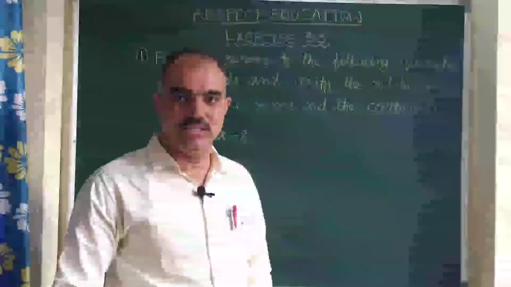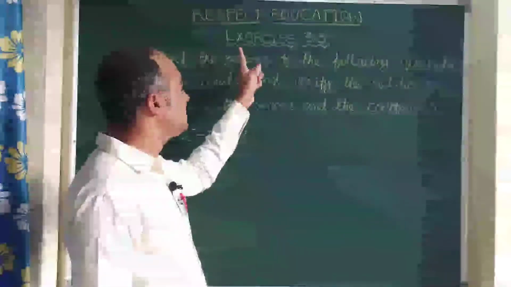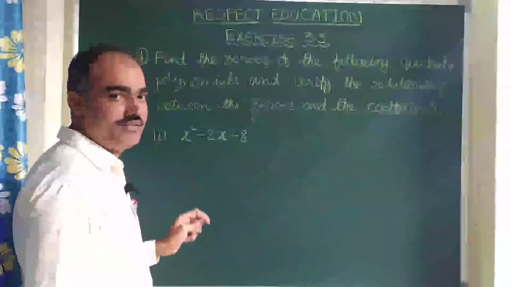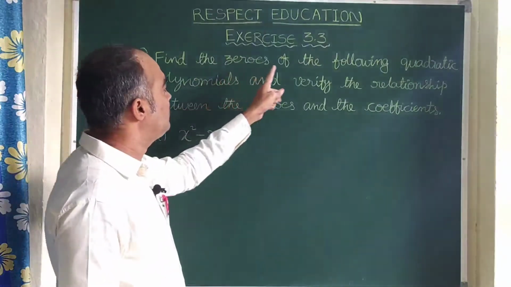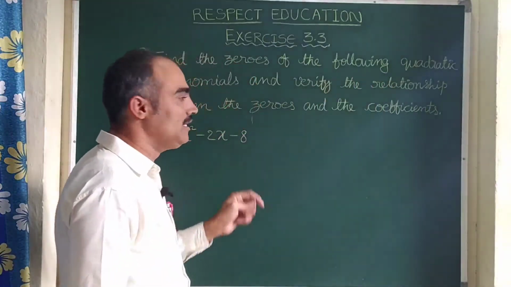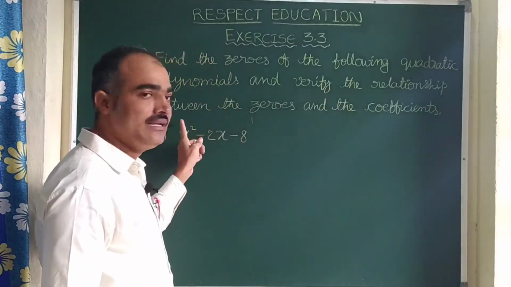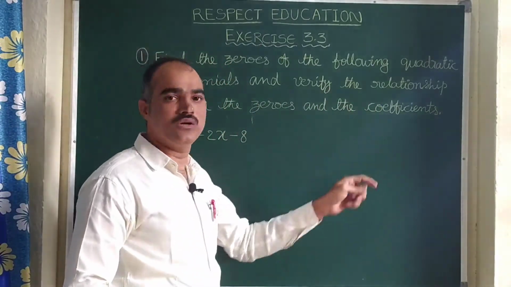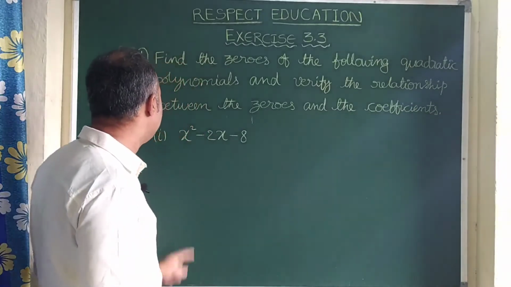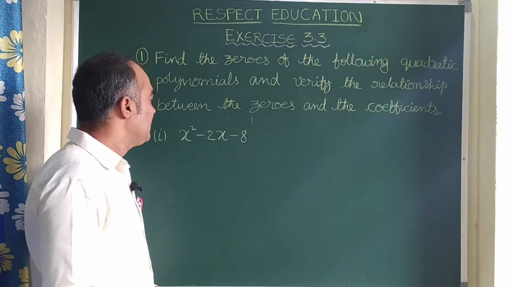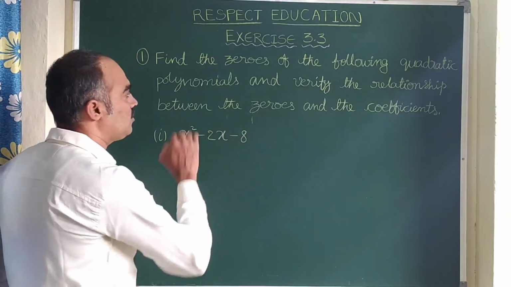Today we are going to see chapter 3 polynomials, exercise 3.3, question number 1. Find the zeros of the following quadratic polynomials and verify the relationship between the zeros and the coefficients. The first one is x square minus 2x minus 8. Now here let us find the zeros first.